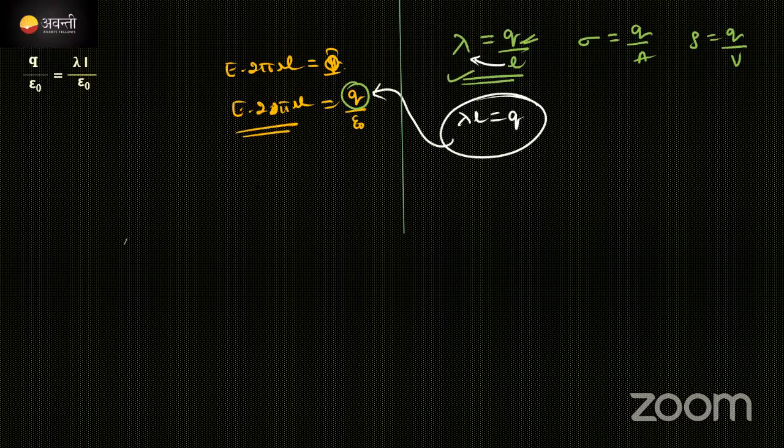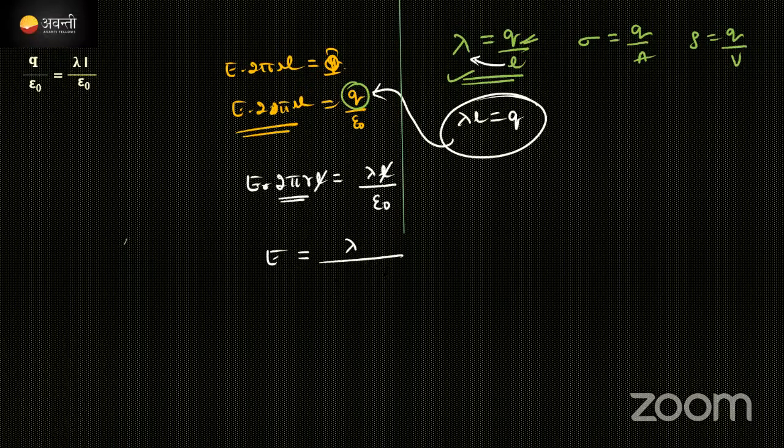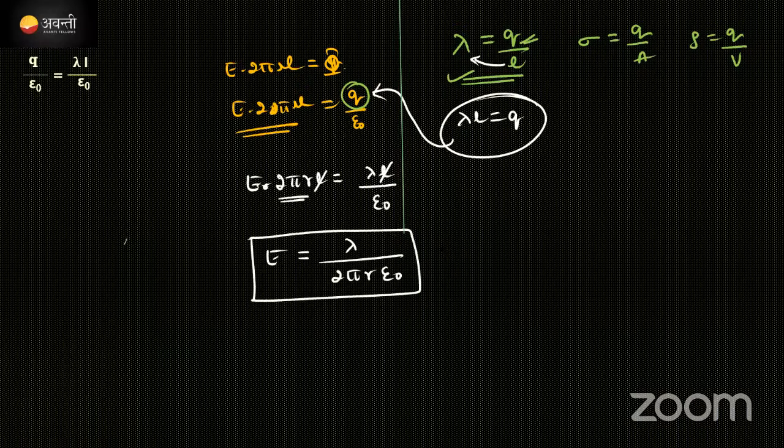If you substitute this value, E into 2 pi RL will be equal to lambda into L divided by epsilon naught. Clear, right, what I am saying? Then this L cancels, and I want to find the electric field intensity. So take this 2 pi R to the right-hand side. Then the electric field intensity will be equal to lambda divided by 2 pi R into epsilon naught. This is the electric field intensity, but it is difficult to remember.